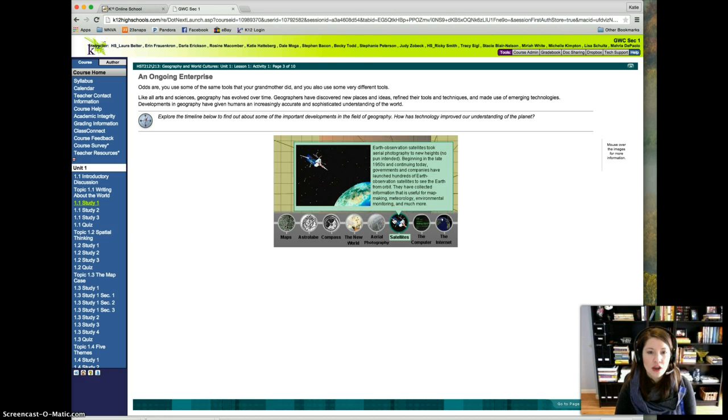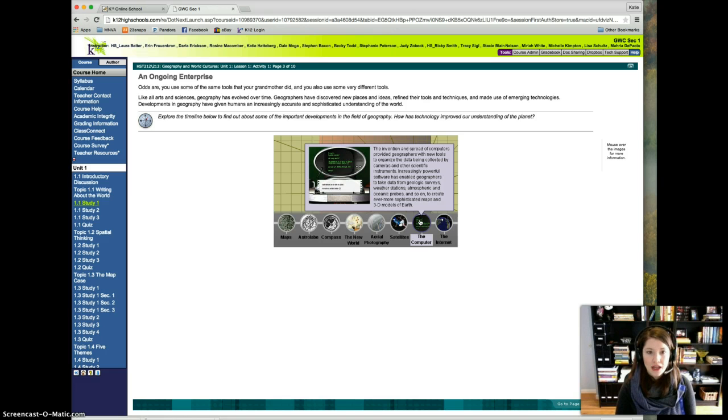Satellites. Earth observation satellites took aerial photography to new heights, no pun intended. Beginning in the late 1950s and continuing today, governments and companies have launched hundreds of Earth observation satellites to see Earth from orbit. They have collected information that is useful for mapmaking, meteorology, environmental monitoring, and much more.